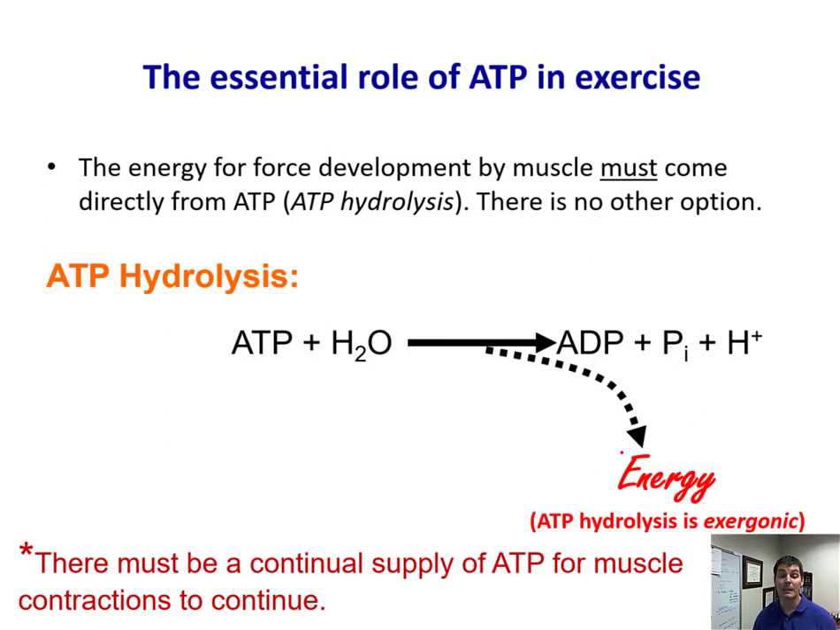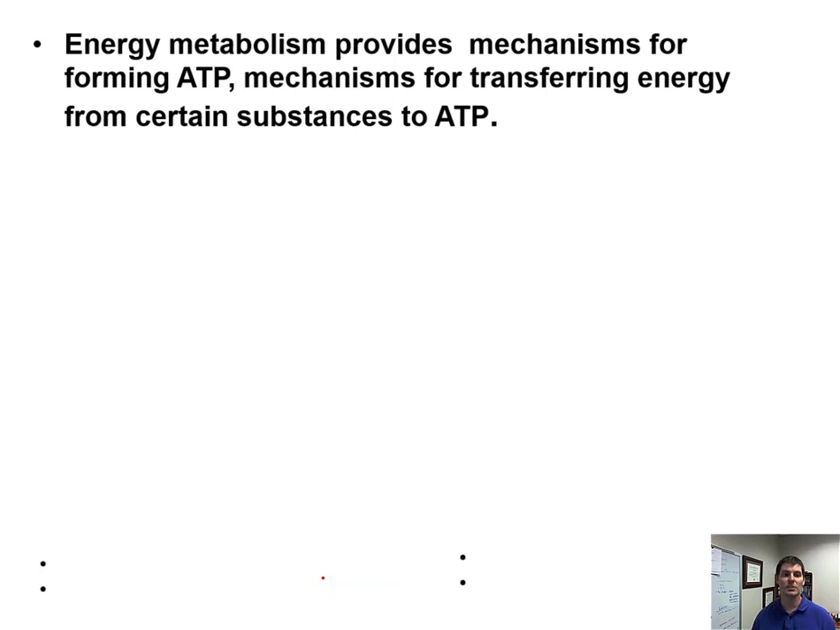This energy then can be used to do work, such as a power stroke in a muscle contraction. As we exercise, there are continual muscle contractions, and therefore we must have a continual supply of ATP. That's where metabolism comes in. Remember from lab, energy metabolism or bioenergetics are the pathways that provide energy. And we've learned that there are numerous pathways able to provide energy.